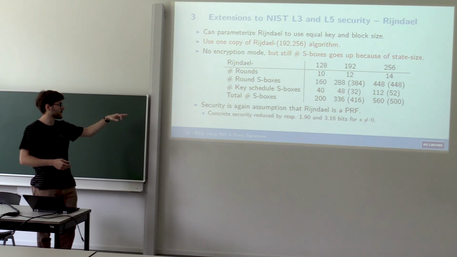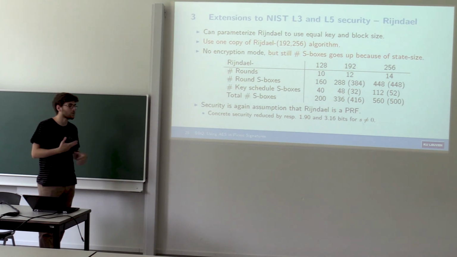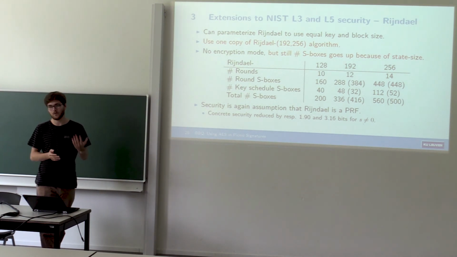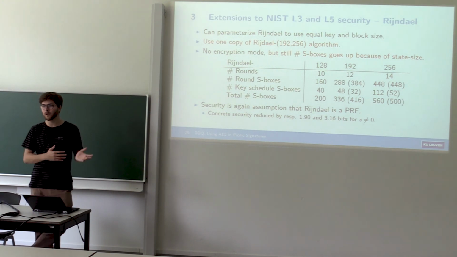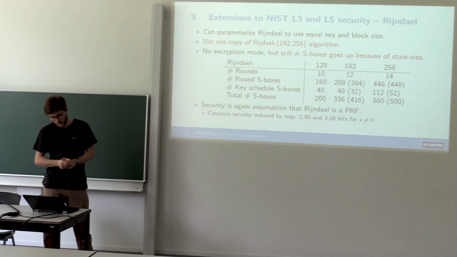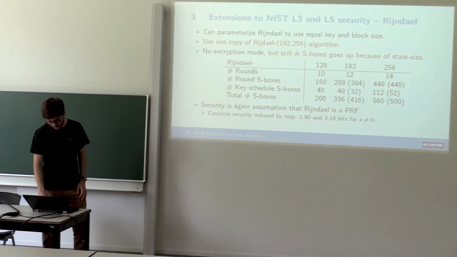But then the assumption is back again that Rijndael is a PRF, which has a bit more confidence than LowMC, I would say, even though focus has been on AES and not on Rijndael. Because they're very similar, we could suppose that it's not any weaker, but this is perhaps still a question to think about. And again, the concrete security is reduced only a little bit because of our requirement for the S-box input.